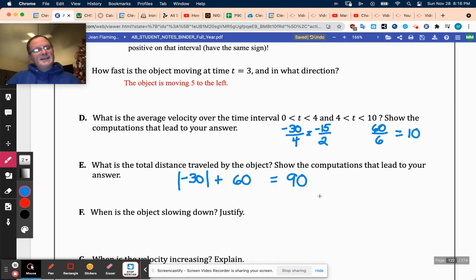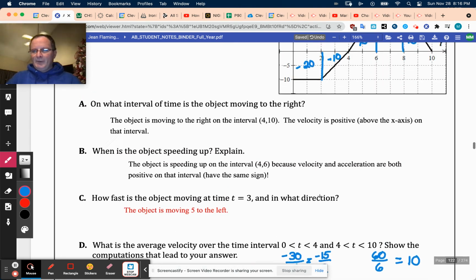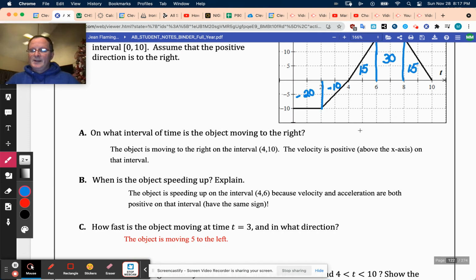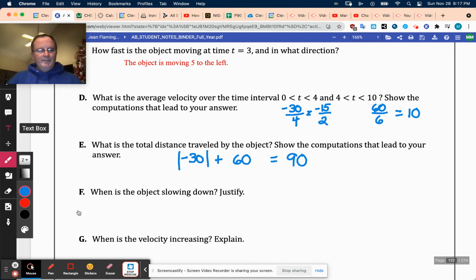All right. So then when is the object slowing down? The object's slowing down whenever your velocity and your acceleration have opposite signs. Well, that's happening here. You can see as I travel here, I was going backwards, but it slows down to 0. So that's from 2 to 4. And then it doesn't happen again until I get from 8 to 10. Again, opposite signs. That slope is negative and the velocity is actually positive. So there's 2 times where it's slowing down. It's slowing down from 2 to 4 and 8 to 10. Okay. And justify, it says.